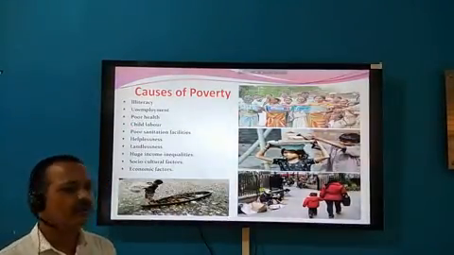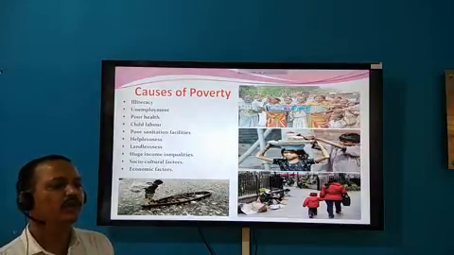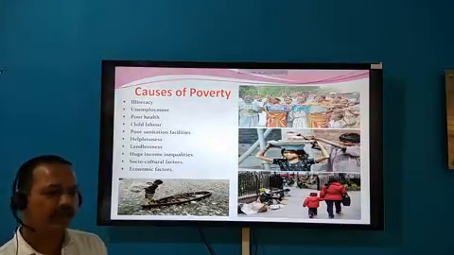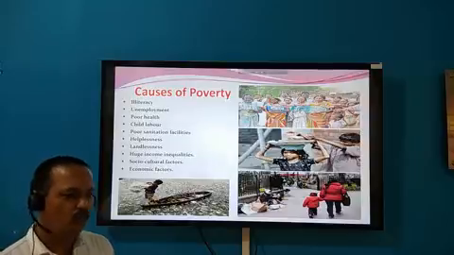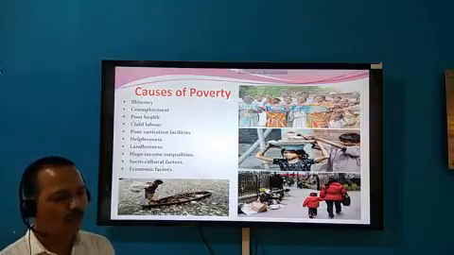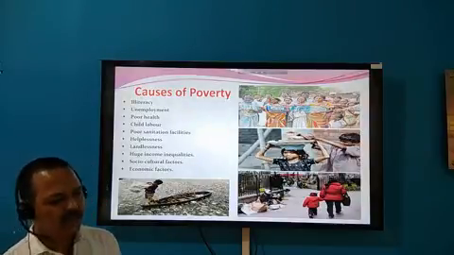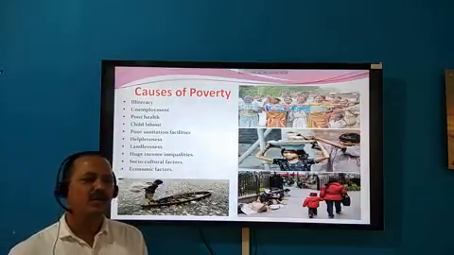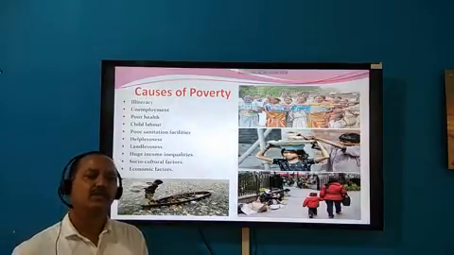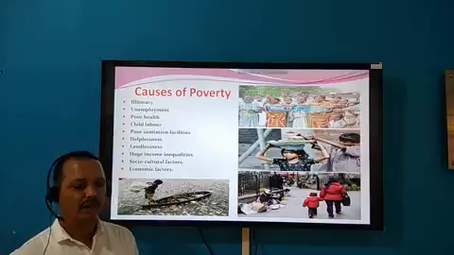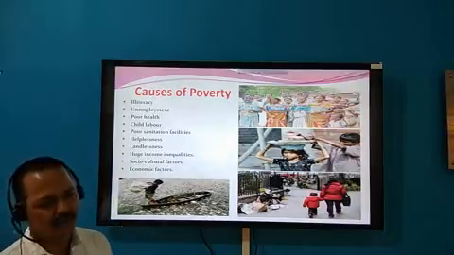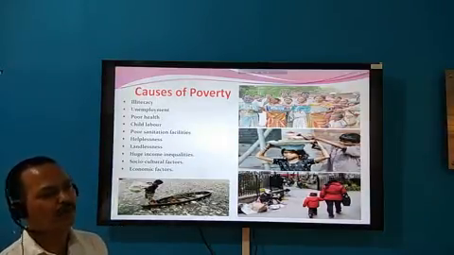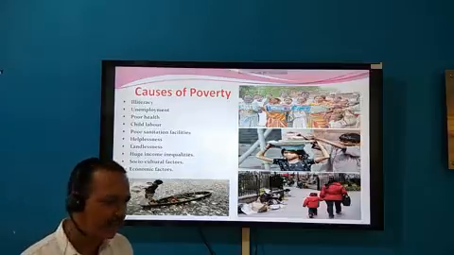Shortly we can say the causes of poverty like this: illiteracy, unemployment, poor health, child labor, poor sanitation facilities, helplessness, landlessness, huge income inequalities, socio-cultural factor and economic factor. So these are the factors why more people are living below the poverty line in India.